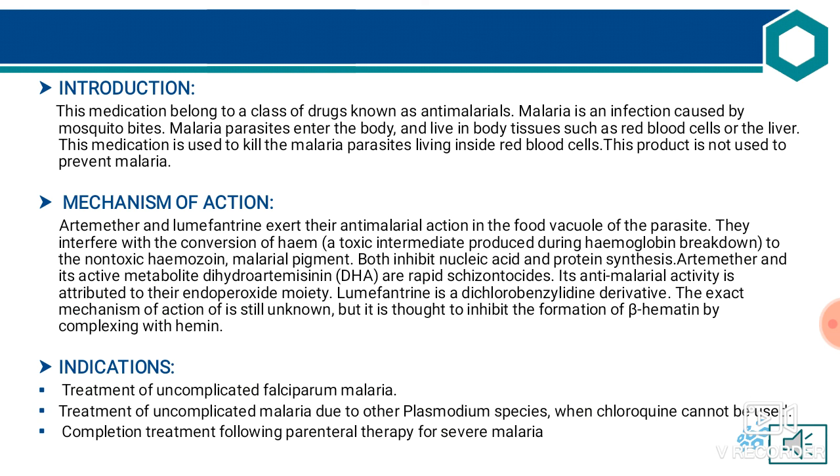Lumefantrine is a dichlorobenzylidine derivative. Its exact mechanism of action is still unknown, but it is thought to inhibit formation of beta-hematin by complexing with hemin.